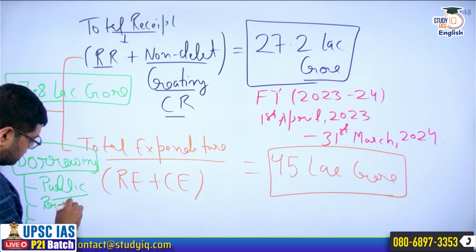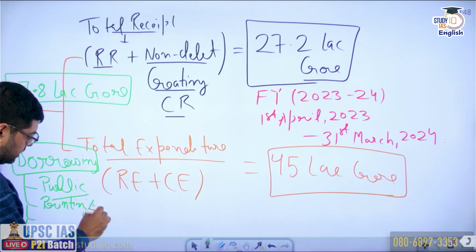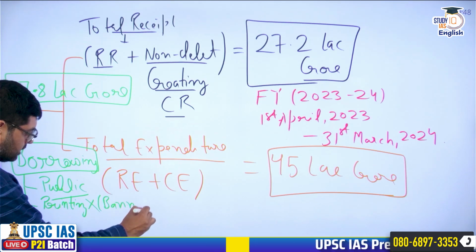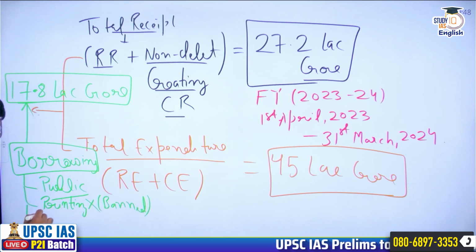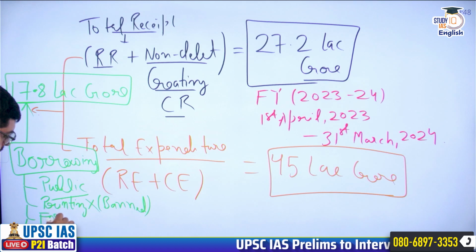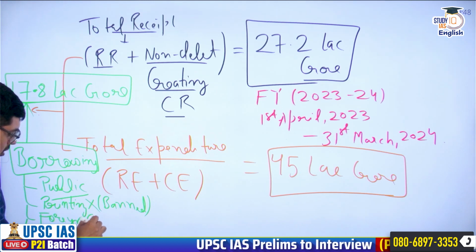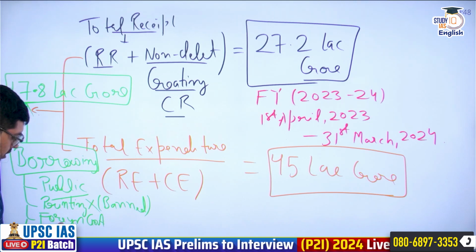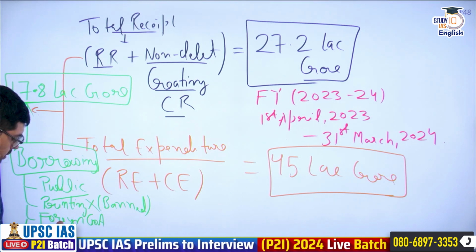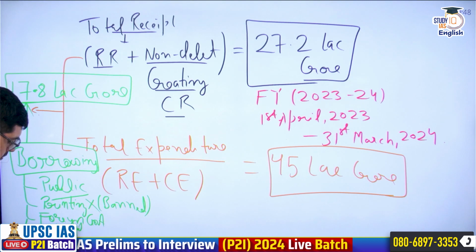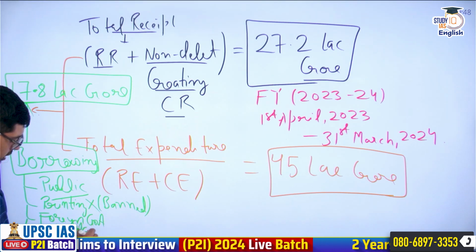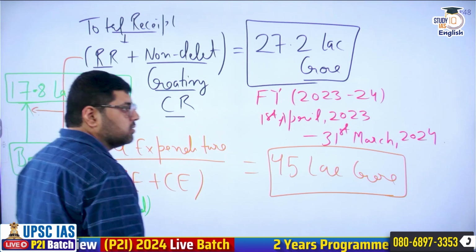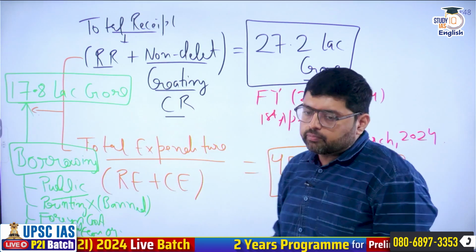But in our case, this printing of currency is banned. So, I'll write it in bracket. In case of India, this is banned. Another is, you can take from a foreign government, or you can take from foreign or international economic organizations like IMF, World Bank. So, IMF stands for International Monetary Fund. So, these are the things.